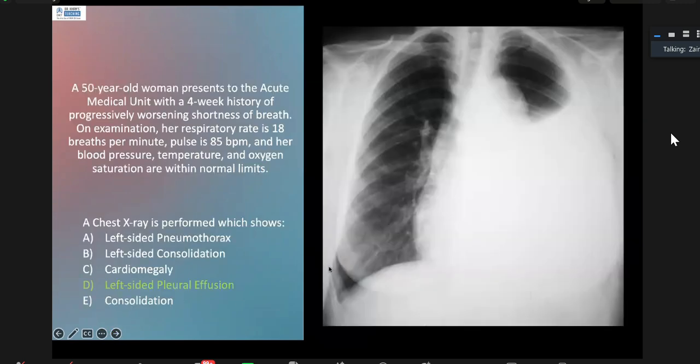Moving on to this question, we can see that the answer is D. A large left-sided pleural effusion can be seen. We can also see the classic meniscus sign that is associated with pleural effusions. Despite its size, there's not much mediastinal shift associated with this pleural effusion. I'm pretty sure a lot of you got the correct answer in the chat, so well done.